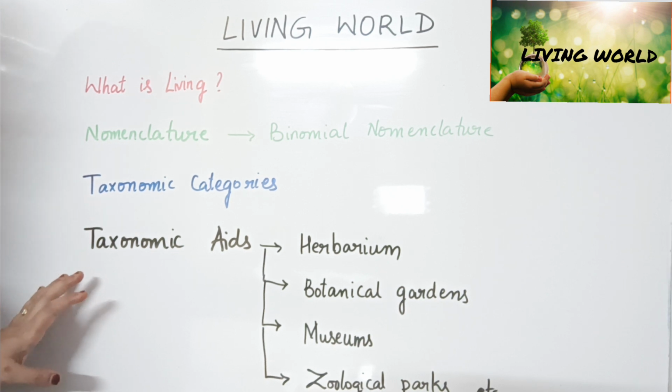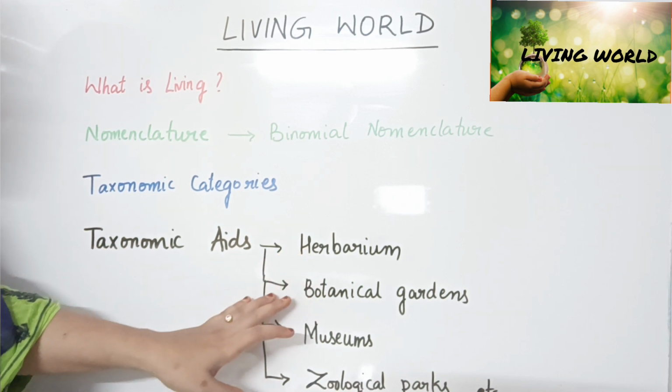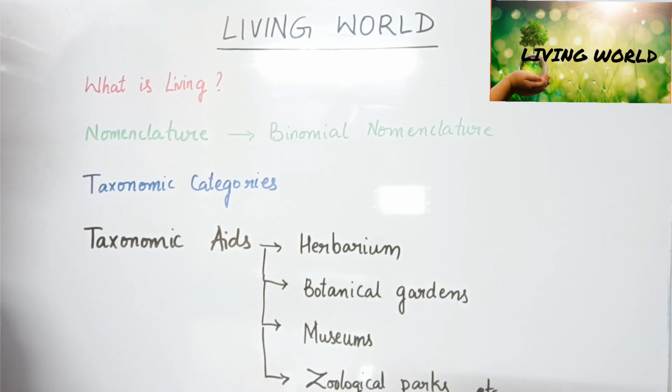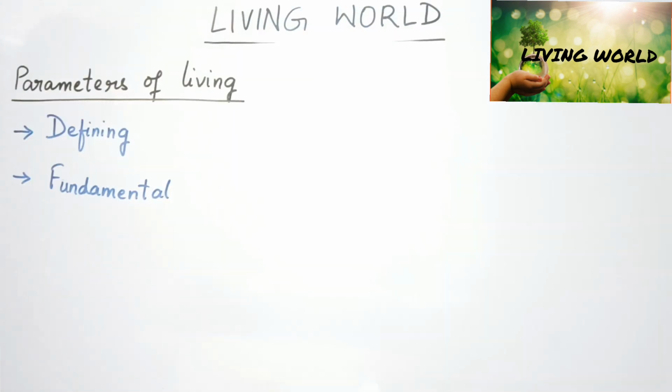And then at the last we'll deal with the taxonomical aids, that are nothing but herbarium, botanical gardens, museums, zoological parks, etc. All this we'll discuss along with the parameters of living organisms based on NCERT. We are talking about the parameters of living. The parameters of living can be studied by comparing with the non-living. This is according to the NCERT.